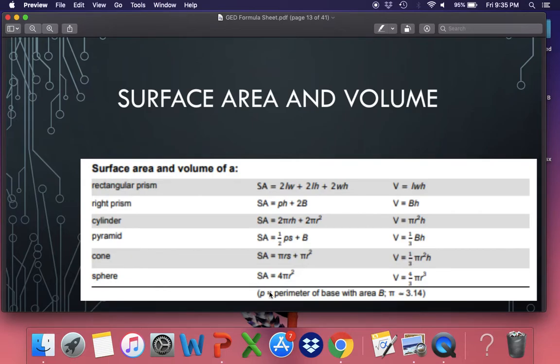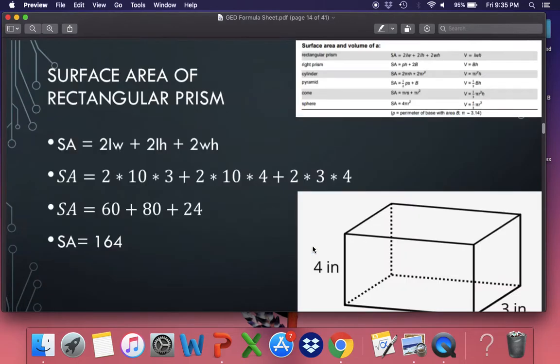Now, two things to remember real quick here. In these formulas, P is the perimeter of the base, like of the pyramid, the bottom around the perimeter of the pyramid. And capital B is the area of the base, which will be used in right prisms and in pyramids both.